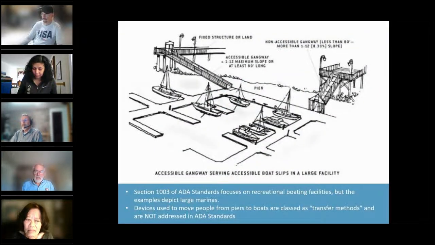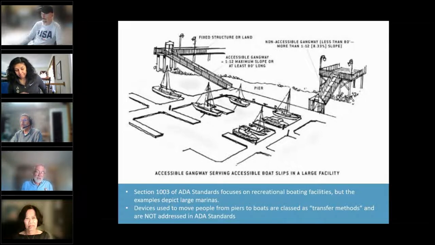Section 10 of the ADA standards focuses on recreational facilities, and 10.03 looks specifically at recreational boating facilities. And while the folks at USA Access will say this applies for everything from a canoe and a kayak to a cabin cruiser, the fact of the matter is that most of the 10.03 standards focus on big marinas, not the kind of stuff that we're dealing with in river access. And we've often found ourselves looking at this going, how does this apply to the places where we work?